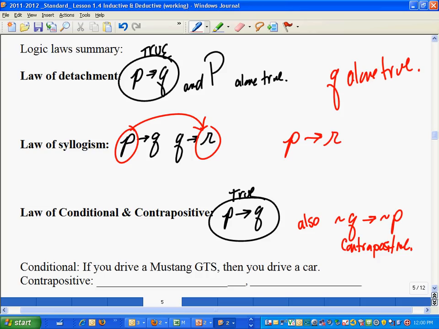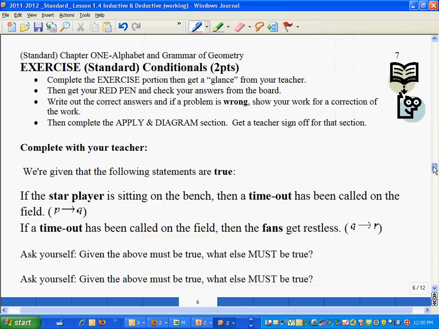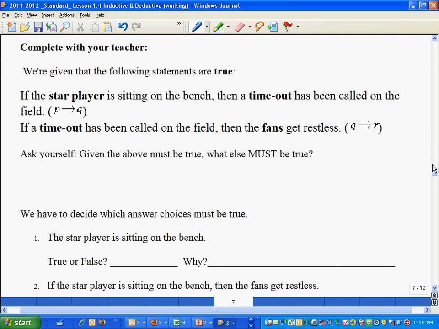Okay? If the star player is sitting on the bench, a timeout has been called. Star player, we're going to make P. Then, timeout called, we're going to write Q. Write those with me or you're going to get lost. Star player sitting on the bench is P. Timeout has been called is Q. That's a true statement. Why? We're told it's true.